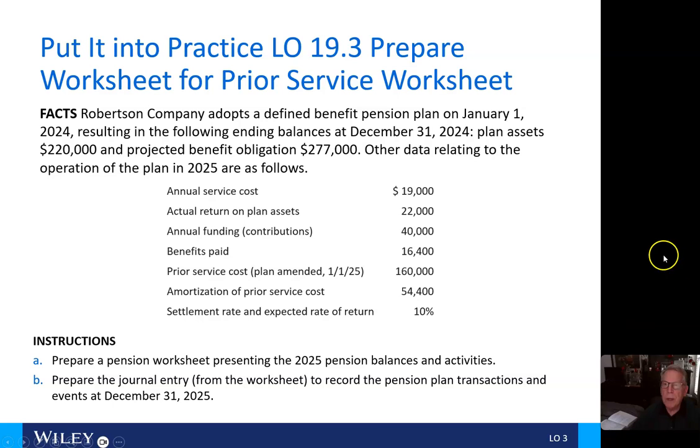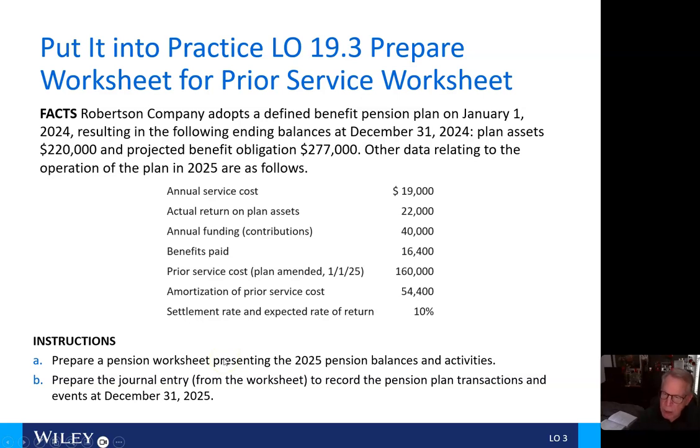Okay, now, if we put this all into practice, the Robertson Company adopts a defined benefit pension plan on January 1, 2024, resulting in the following ending balances at December 31, 2024. Plan assets, $220,000. Projected benefit obligation, $277,000. Other data relating to the operation of the plan include the annual service cost, the actual return on plan assets, annual funding, the contributions, benefits paid, prior service cost, plan amended 1/1/2025 for amortization of prior service cost, $54,400, and finally the settlement rate of 10%.